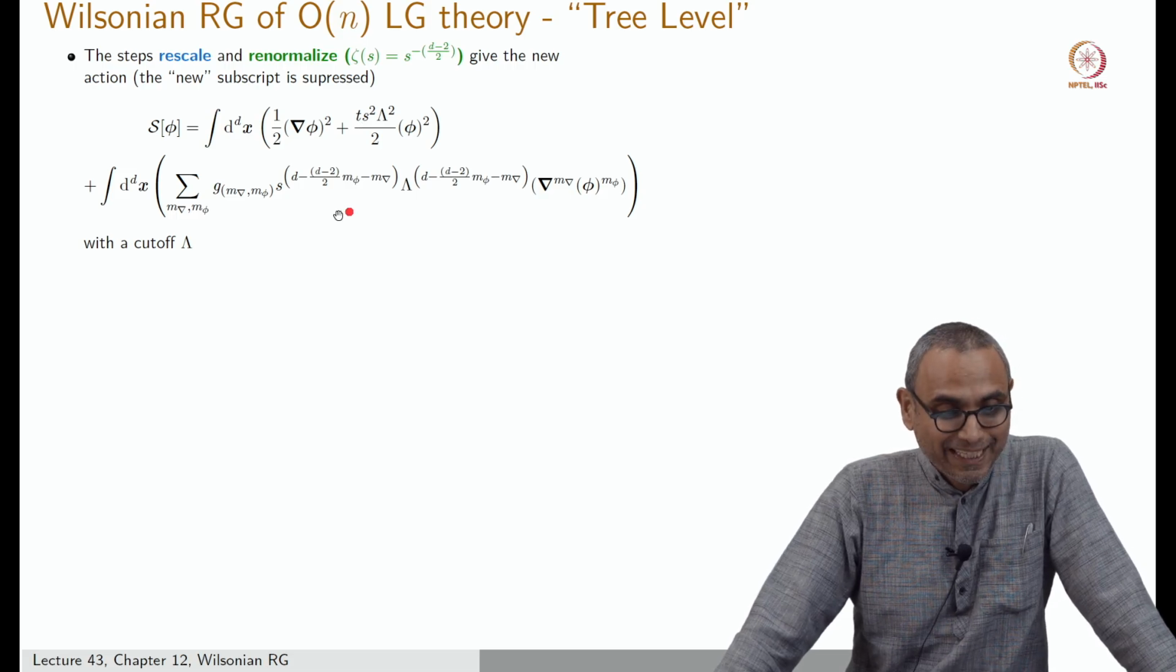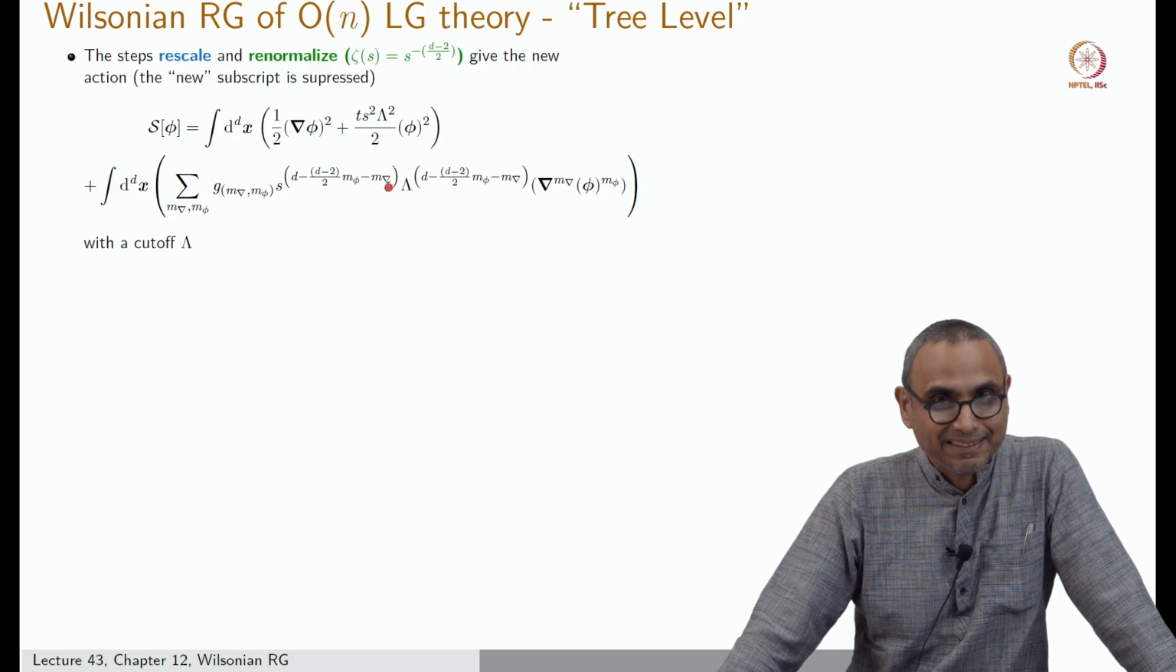And now look at this very interesting result. This G M nabla M phi, the dimensionless coupling constant associated with this operator, it has changed. It has picked up a dimension. It has picked up a factor S to the power D minus 2 M phi minus M nabla.